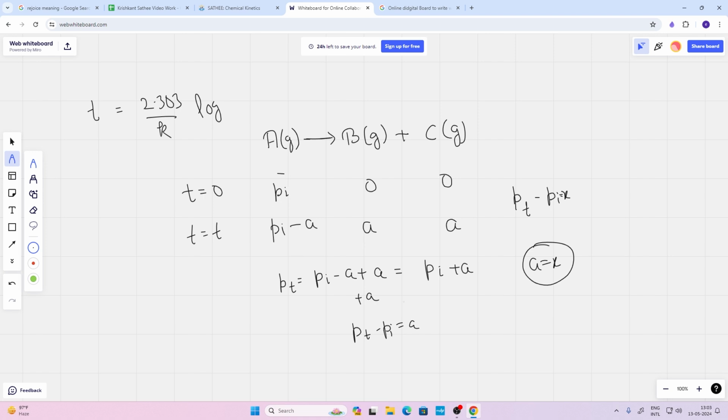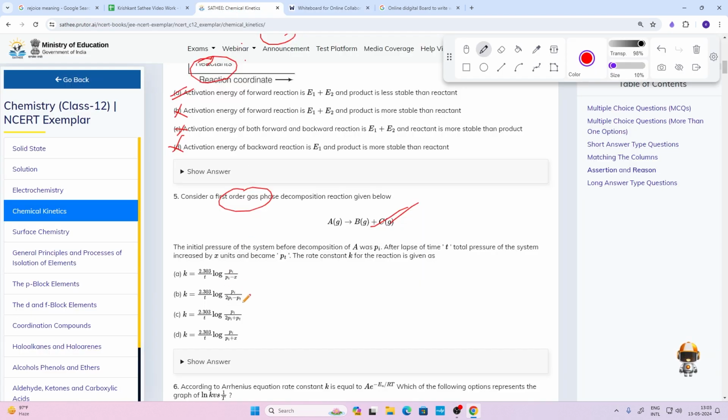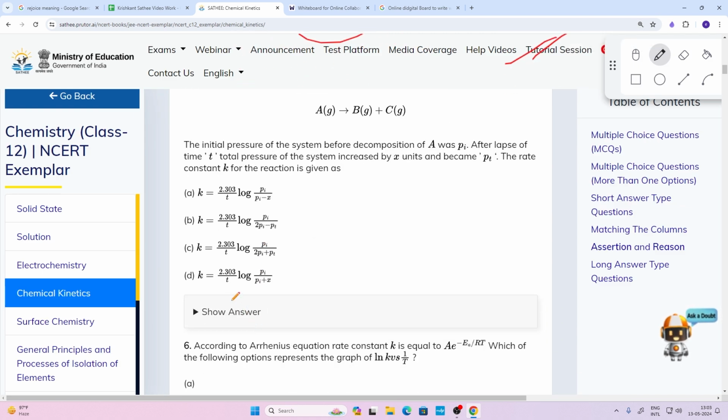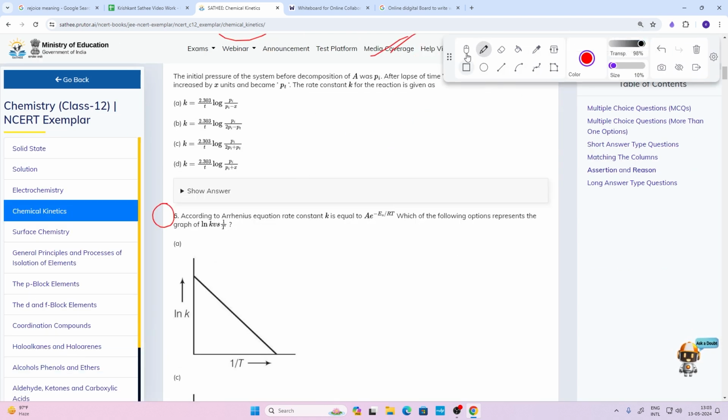What is the initial pressure? Of course, Pi. What is the final pressure? That is P total is Pi plus A or Pi plus X, because A is equals to X. So Pi plus X. So this will be your answer. So K is equals to 2.303. If you are not able to see it clearly, let me make it more visible to you. Okay, K is equals to 2.303 by T log Pi by Pi plus X. Clear? Okay. Next question.